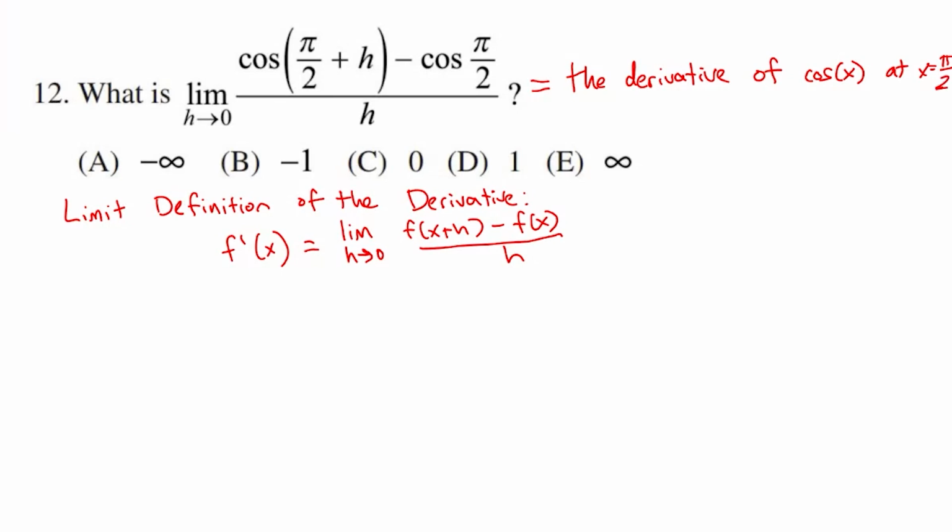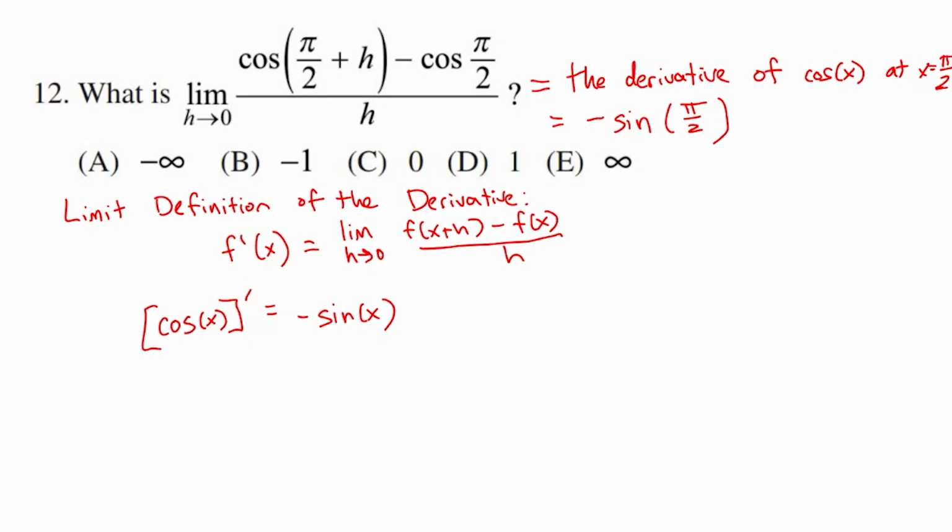One of the derivatives that you just need to know is cosine. There are several transcendental functions like e to the x, the natural log of x, sine of x, cosine of x, where you're just expected to know what those derivatives are. The derivative of cosine x is negative sine x. And so if we want to evaluate the derivative of cosine x at pi over 2, then this will equal negative sine of pi over 2.